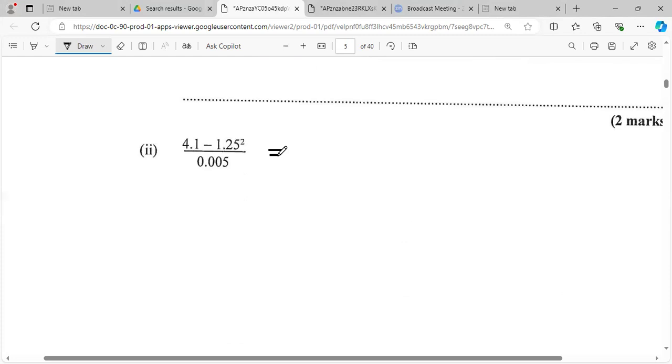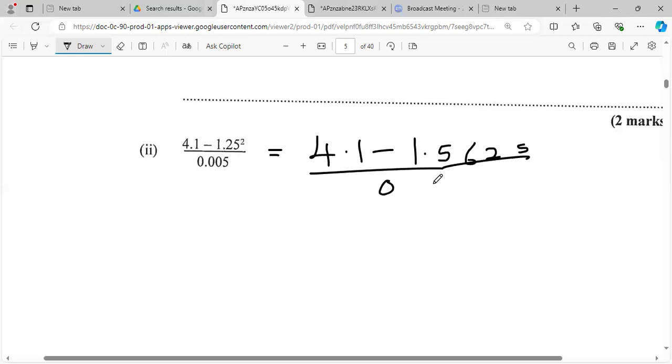Alright, welcome back. So we have 4.1. So I'm going to leave the 4.1. I'm going to square first. So you have 1.25 times 1.25. Use a calculator for this part, guys. Alright, so it's 4.1. When I square 1.25, my calculator tells me it's 1.5625. And then we have our divide by 0.05. So we're going to work the top first. So I'm going to subtract and then divide. When I subtract, my calculator tells me it is 2.5375.